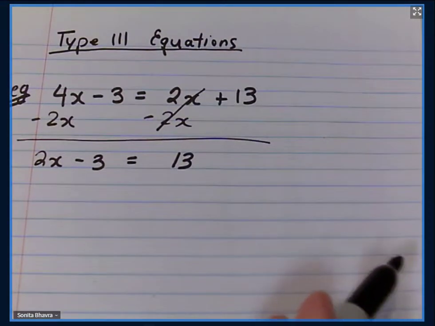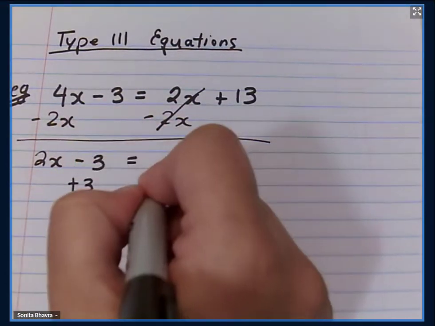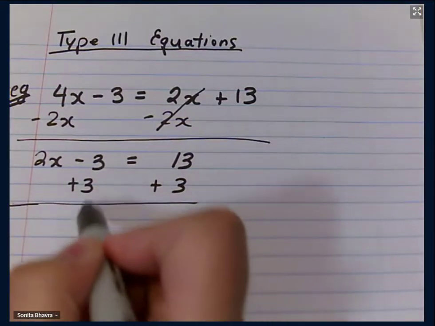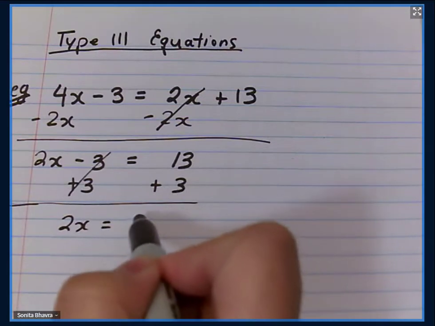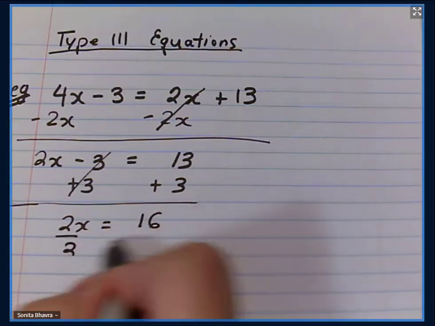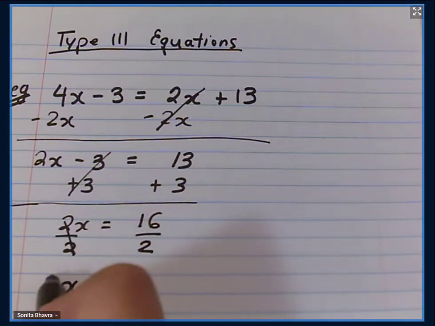So next, continuing to isolate x, we're going to add 3 to both sides. And that leaves me with 2x is equal to 16. And now I just have to divide both sides by 2. And x is equal to 8.